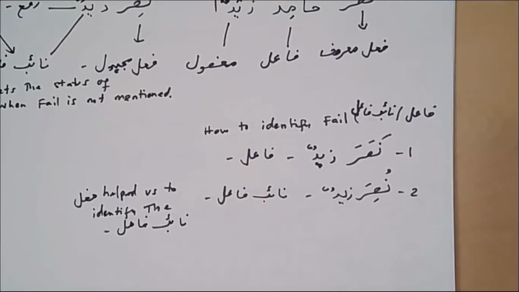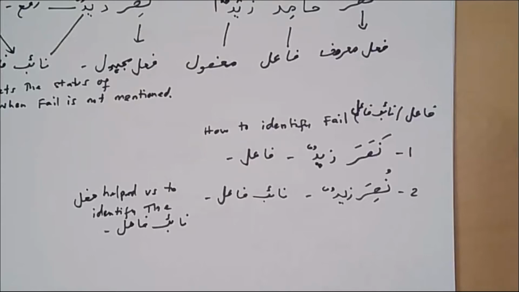Okay, how do you change it? Look at the second sentence: Nusira Zaidun. Now, who was helped here? Zaid. So was Zaid the file or the maf'ul? It was the maf'ul, because Zaid was helped, and we need to change that to a file, so then it will be known as naib file. Naib means he is the deputy.